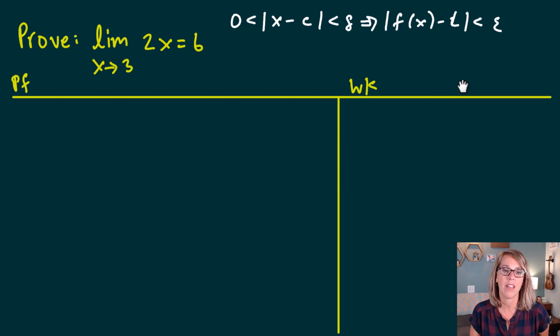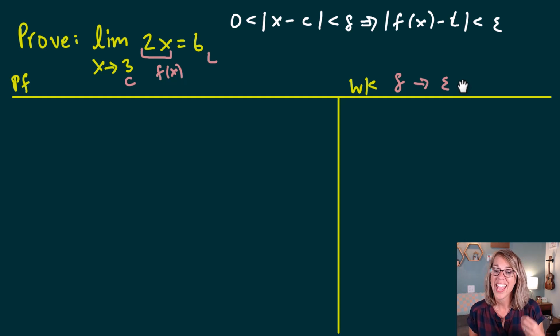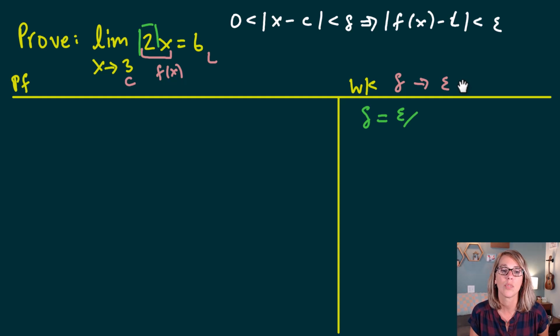Let's go ahead and identify what everybody is. We need c. c is equal to 3. My function is 2x, and L is equal to 6. As I'm doing the work, I first need delta in terms of epsilon. That's really my goal here, and I know it right off the bat. I know that my x's all get multiplied by 2, just like in the last example, all of those x's got multiplied by 5. So I know right off the bat here that delta is going to be epsilon divided by the lead coefficient. This works for linear functions only, so epsilon divided by 2.